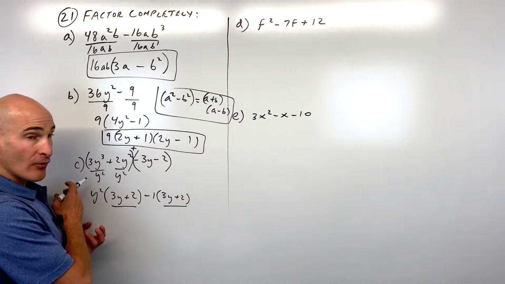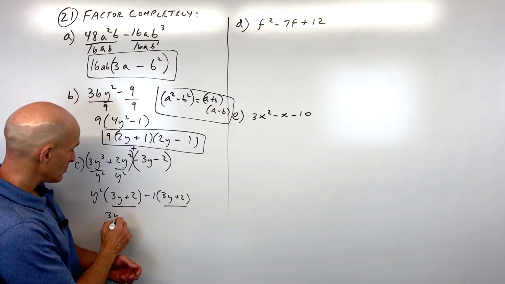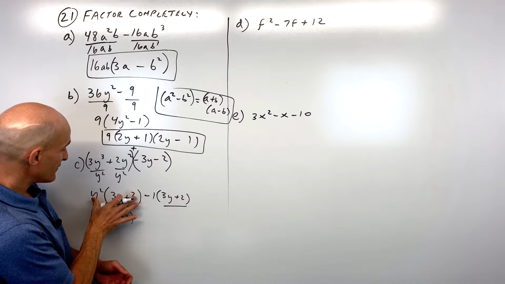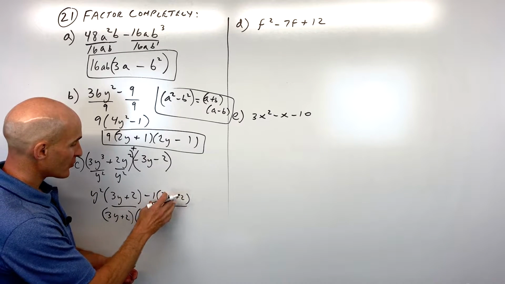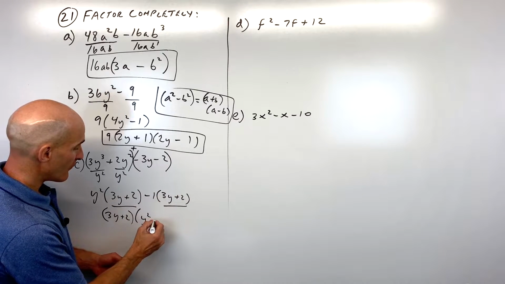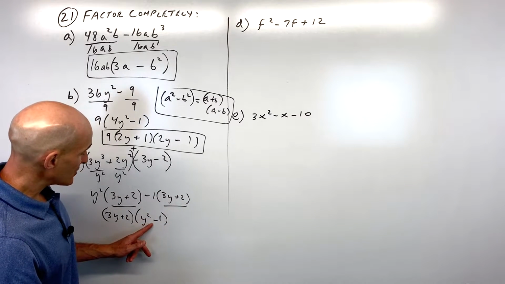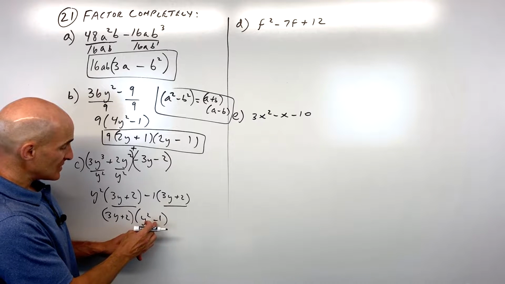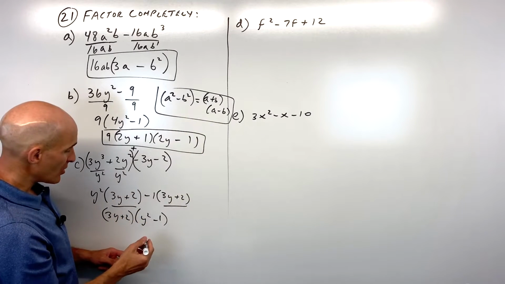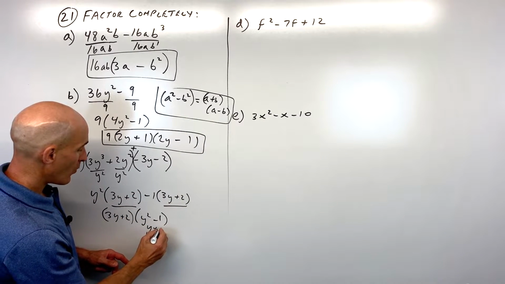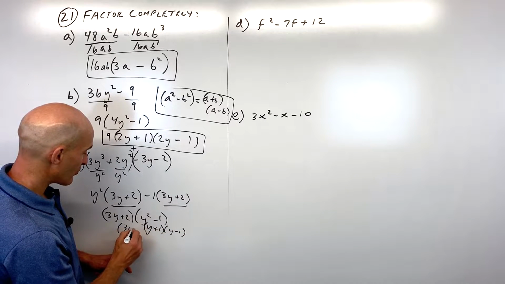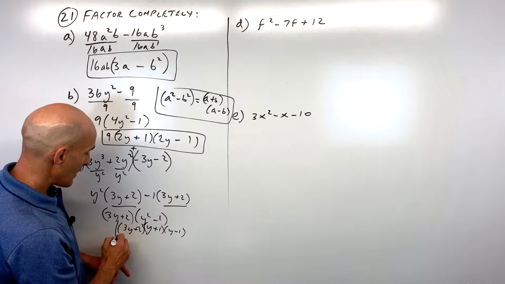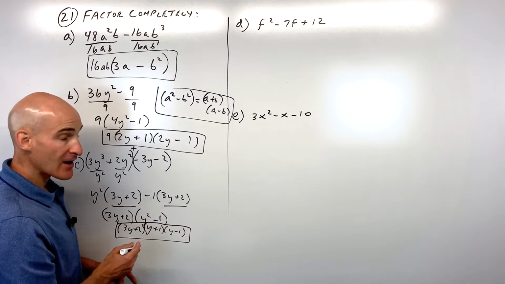If we factor out the 3y plus 2 from this first group, we're going to be left with y squared. If we factor out the 3y plus 2 out of this group, we're going to be left with minus 1. But notice that this y squared minus 1 is a difference of 2 squares, just like we talked about here. And you can factor this further as y plus 1, y minus 1, and then I'm just going to bring down the 3y plus 2, and that's your final fully factored form.